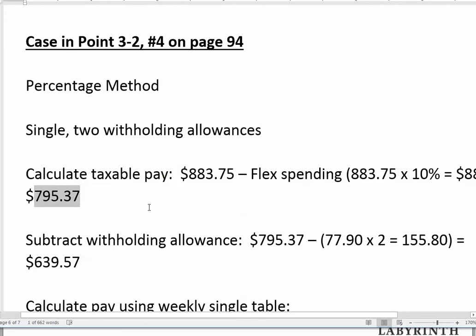Next, we need to subtract her withholding allowances since she's weekly, and she has 2 withholding allowances. We're $77.90 times 2. Looking back at that table, if you're looking at the withholding tables in the back of the book, which I will find in just a second. Page 242 is where we saw weekly is $77.90 for 1 withholding allowance. Since she has 2, we multiply that by 2, so we're going to subtract $155.80 to get $639.57.